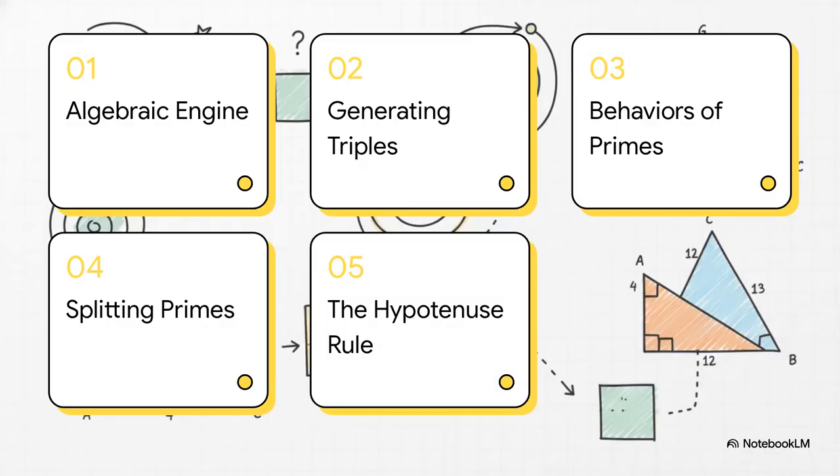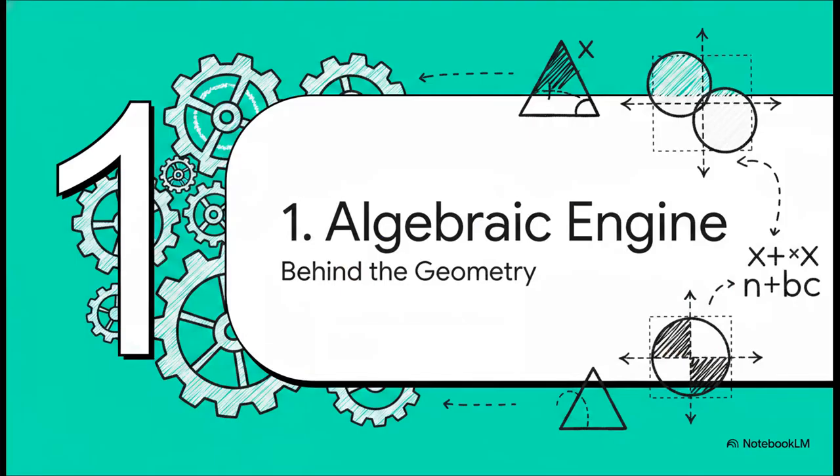Here's our roadmap for today. First, the hidden algebraic engine. Second, generating Pythagorean triples. Third, the three behaviors of primes. Fourth, splitting primes. And finally, the hypotenuse rule. Let's dive right in. So, part 1, the hidden algebraic engine.